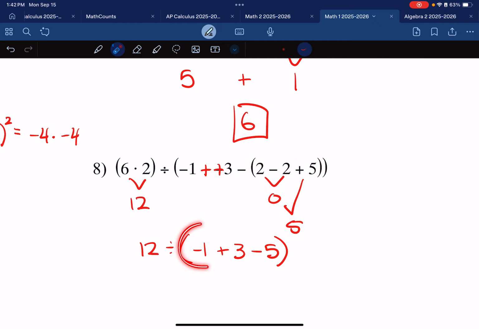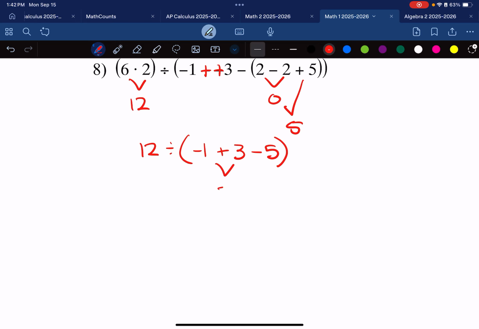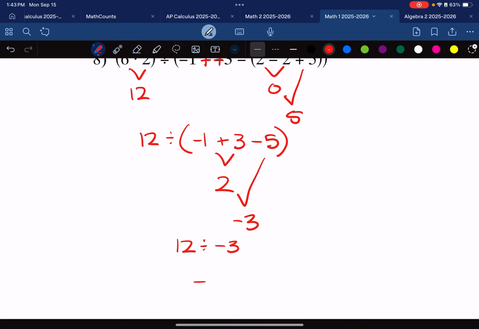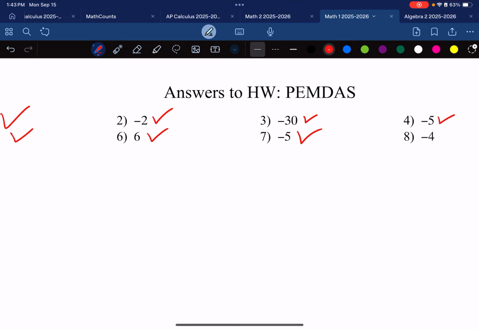Remember, we're still starting inside the parentheses, therefore I'm going to add my negative 1 and 3 first, and that's going to be a 2. 2 minus 5 is a negative 3. So I really have 12 divided by negative 3. 12 divided by negative 3 means I'm doing a positive divided by a negative, which is a negative, and 12 divided by 3 is 4. So my final answer is a negative 4. Let's see if we got the right answer. It is indeed a negative 4.